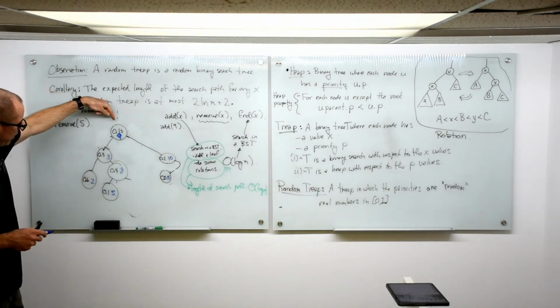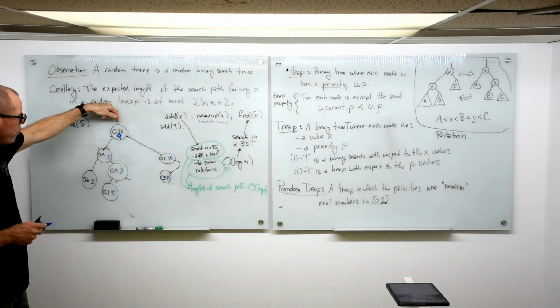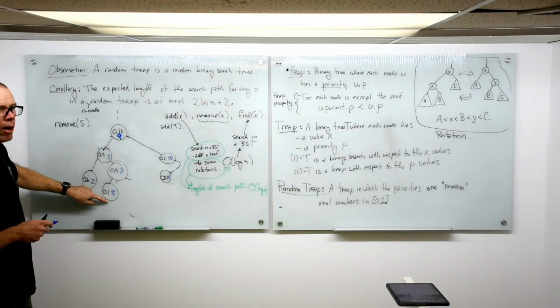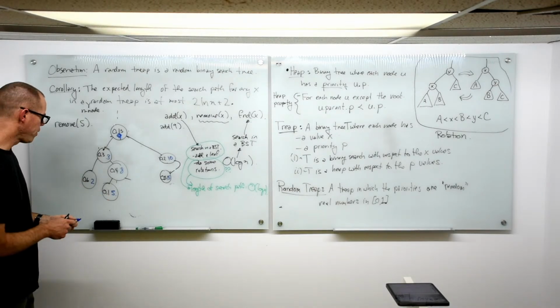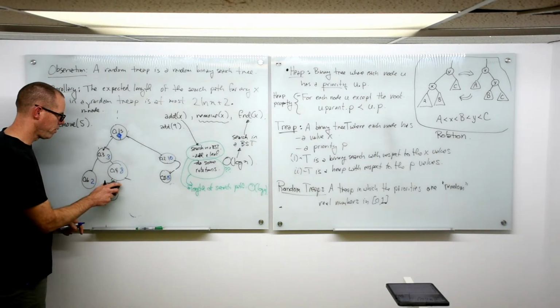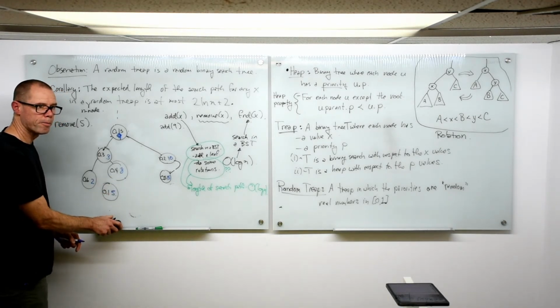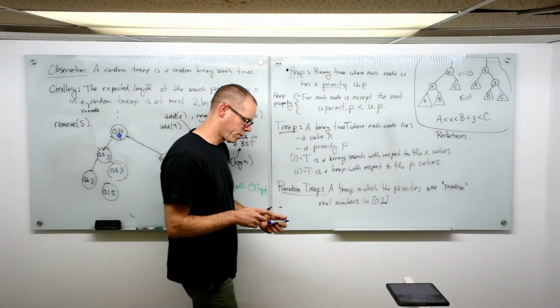And now finally, the thing that used to be the root, key value 5 with priority 0.1, has finally been pushed all the way down until it becomes a leaf, and then it's easy to remove. Just cut this link, and it's gone forever. Okay.